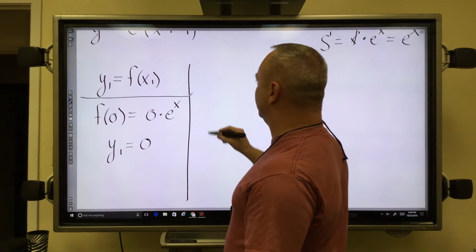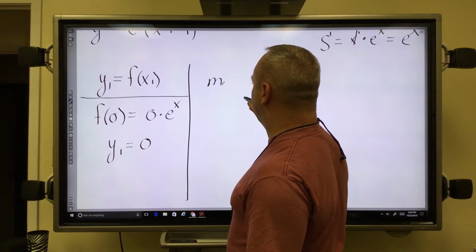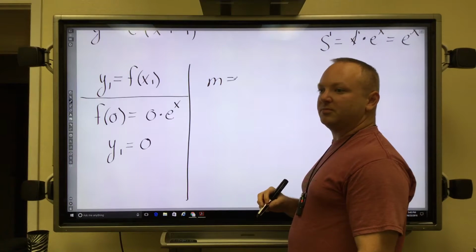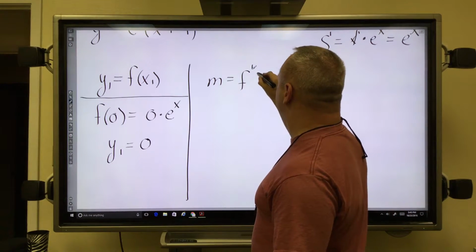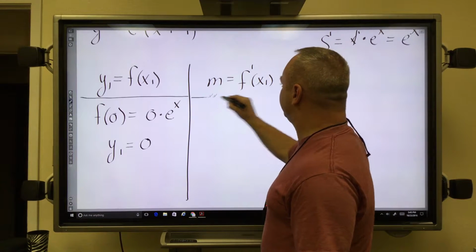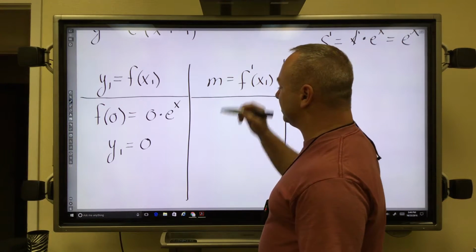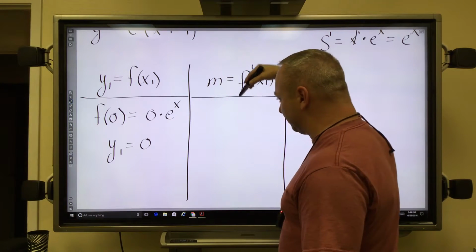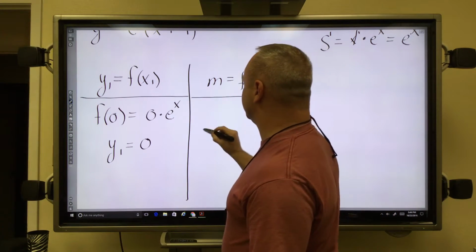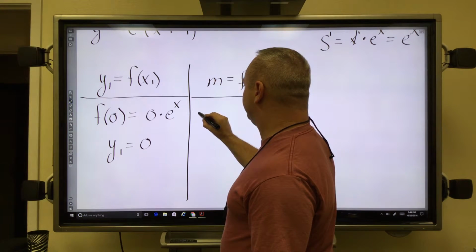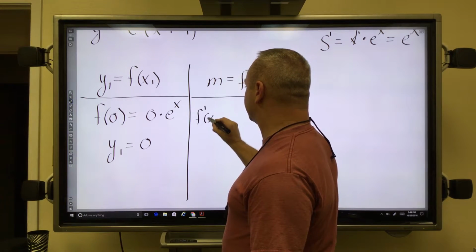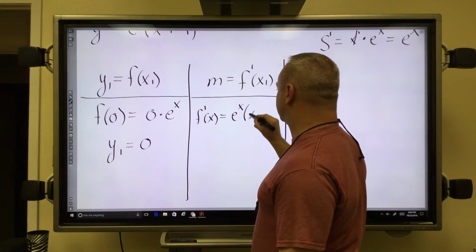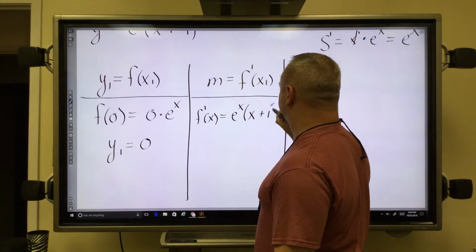In the second column, we would find our slope. So our slope is equal to f prime of x1. All right, and we already calculated this out up here. Typically, you would do what we did up there, you would do it right here. So this is just going to be f prime of x to start with, and we came up with e to the x times x plus 1.